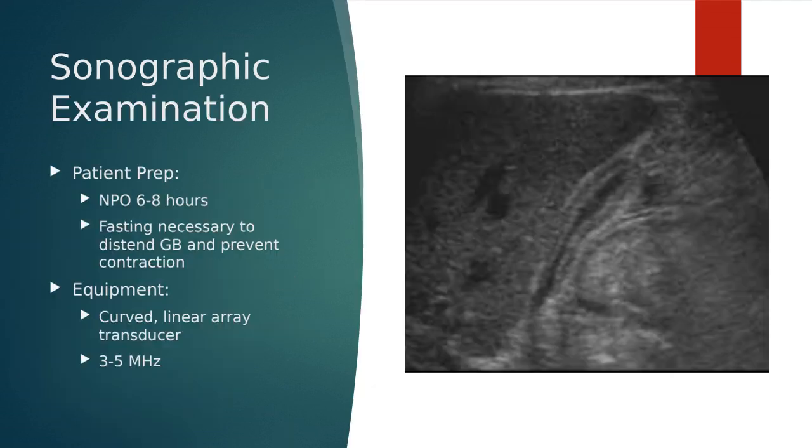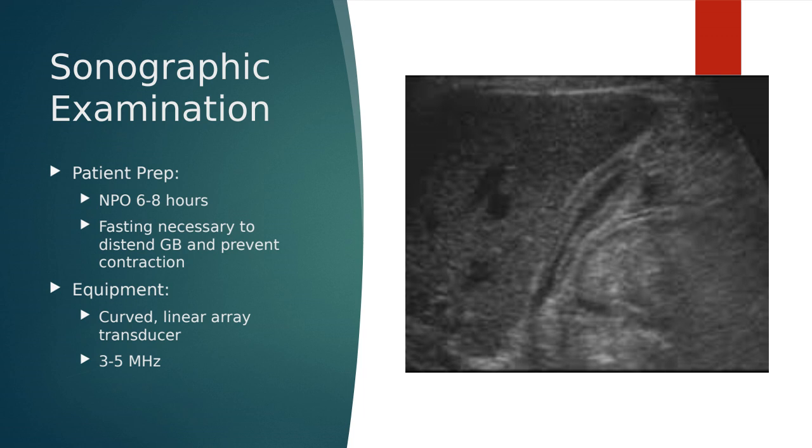Okay. The prep for any exam that requires evaluation of the gallbladder or the common bile duct is always going to be NPO, which means nothing by mouth, 6 to 8 hours. You have to have a fasting patient to have that gallbladder nice and distended with that stored bile, right? That indirect bile, that 50% that's going to be stored in the gallbladder. We want to see it nice and distended.